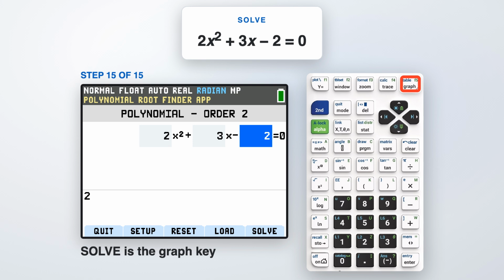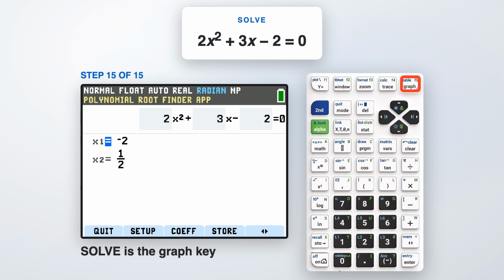Now choose Solve by pressing the graph key again. Both roots come back at once. x1 is -2, and x2 is 1/2.